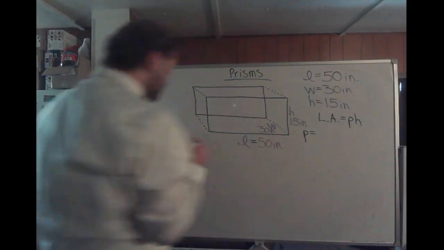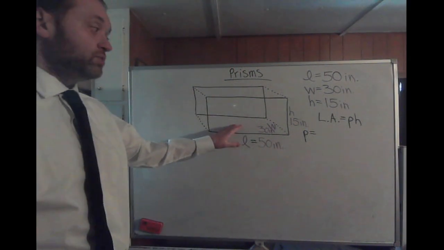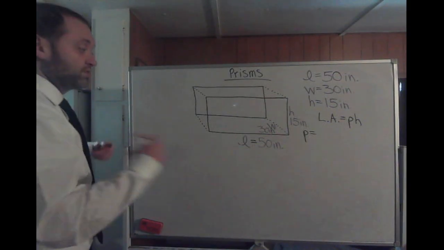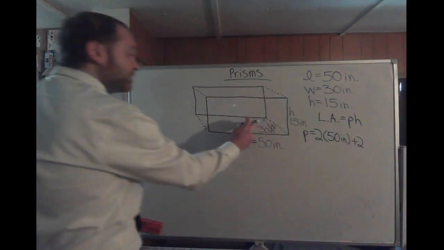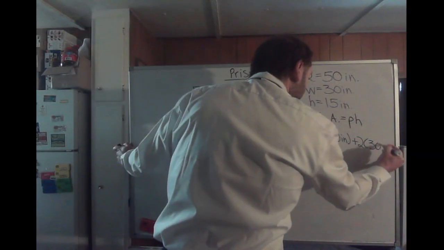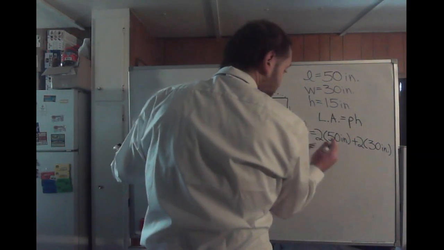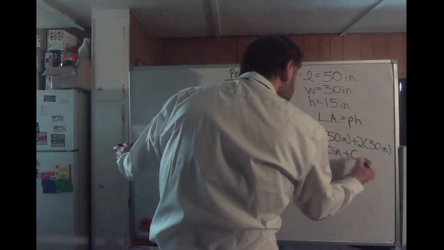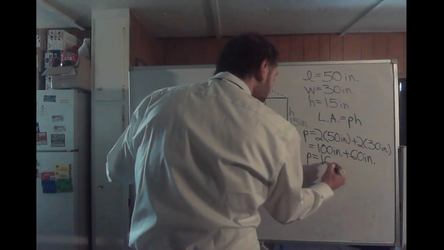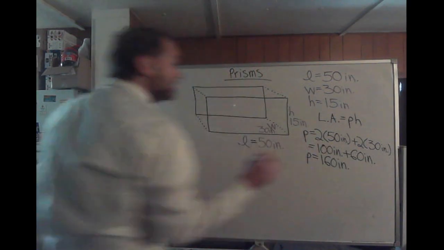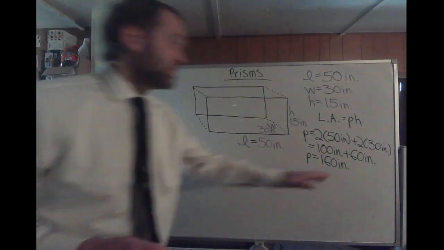The perimeter of the base, well, again, this base is a rectangle. That means opposite sides are congruent to each other, so the length is going to occur twice. So to find the perimeter, you'll take 2 times that length of 50 inches plus 2 times the width of 30 inches. Which would be 2 times 50 would give you 100 inches. Plus 2 times 30, that would give you 60 inches. So your perimeter of the base of the rectangle would be 160 inches.